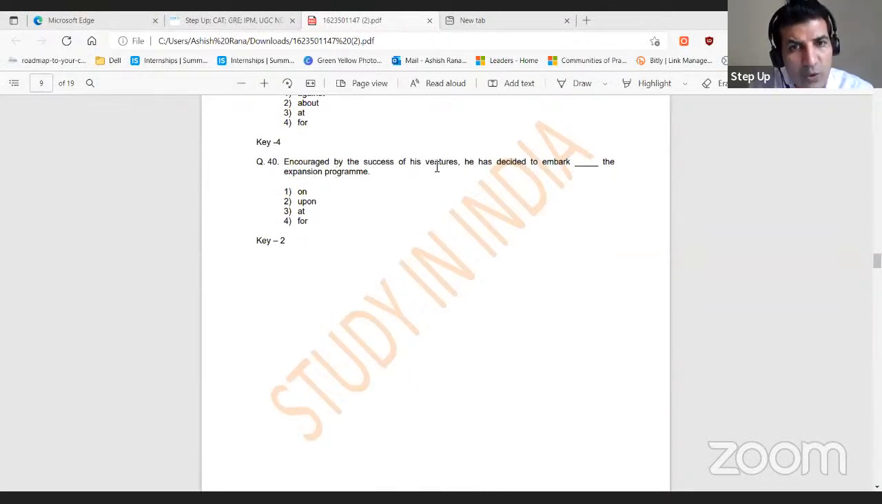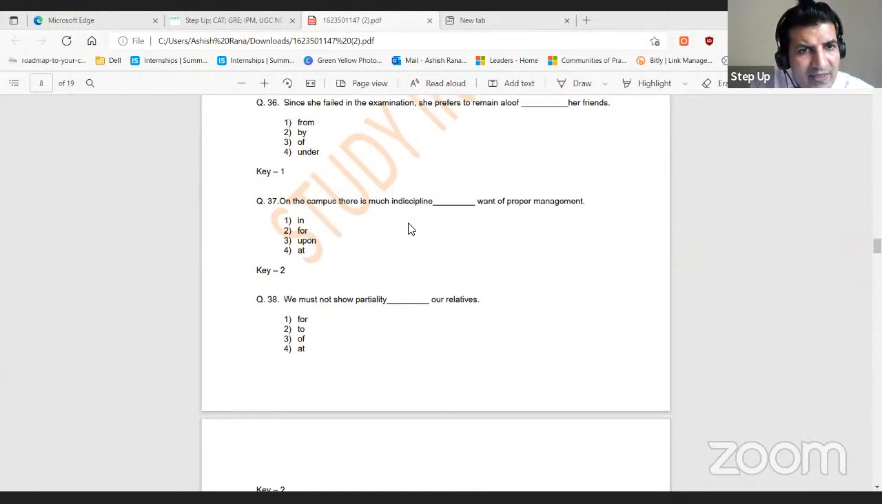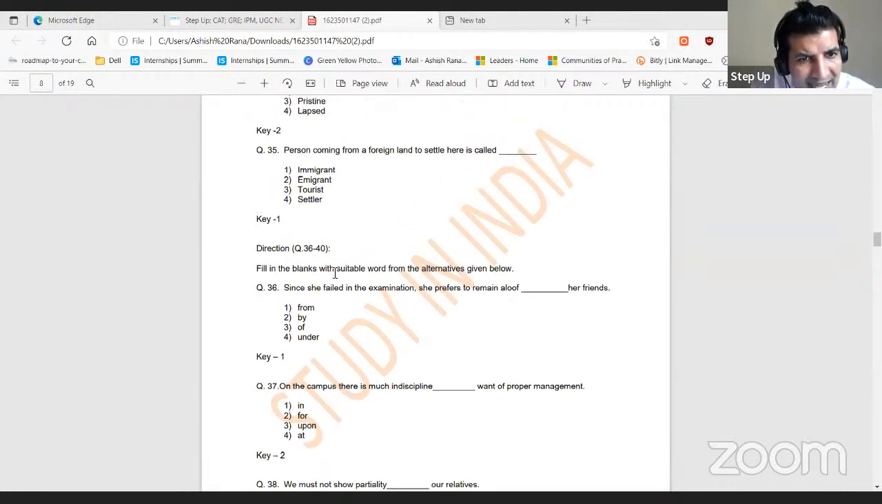Encouraged by the success of his venture. So first you always read the question, what we have to do. Fill in the blanks with suitable word from the alternatives given below. These are the alternatives. We have to choose which is the one that fits best. Okay, so let's start from question number 36.